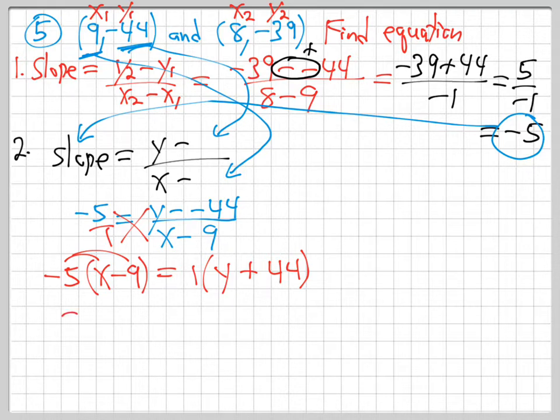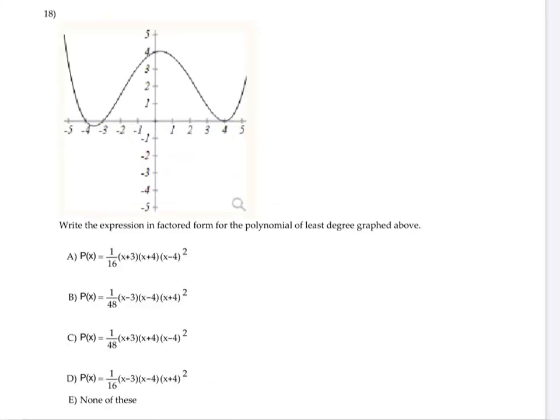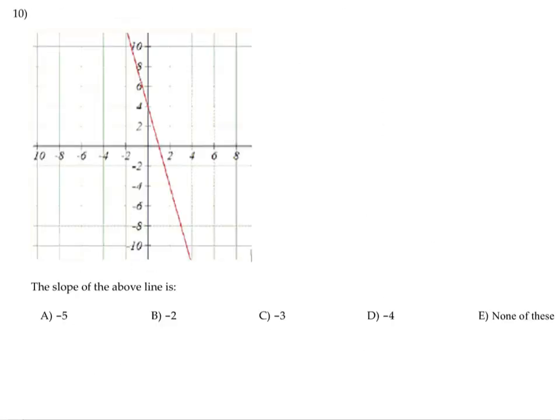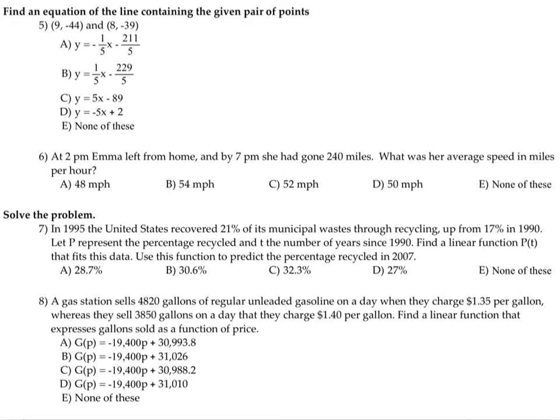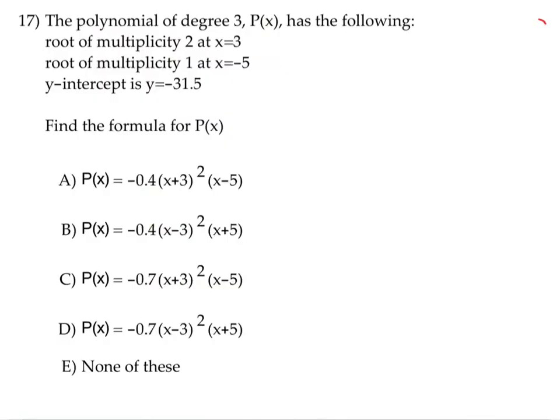So we'll get minus 5x plus 45 equals y plus 44. And then how do we finish getting y alone? That's always the deal. If you look back at the answers, that's the nice thing about multiple choice: you know what they want, you don't have to guess. Looking back here at number 5, see how they all have y alone? So we think, okay, I've got to get y alone. So let's get y alone.